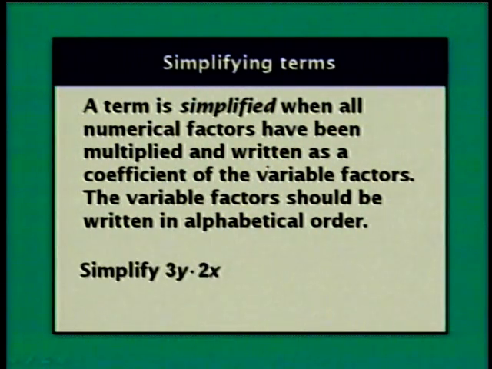So for instance, 3y times 2x is not simplified. To simplify 3y times 2x, I need to multiply the 3 and 2 together, which gives me 6. And then looking at my variable factors, I have a y and an x. And our definition here says the variable factors should be written in alphabetical order. So I'll write this as 6xy. My numerical factors have been multiplied, written as the coefficient 6, and my variable factors x and y are written in alphabetical order.